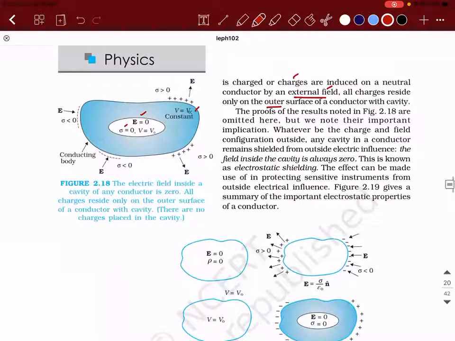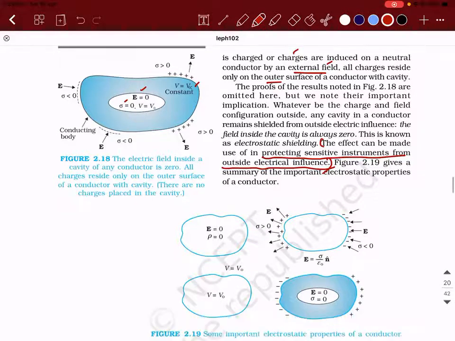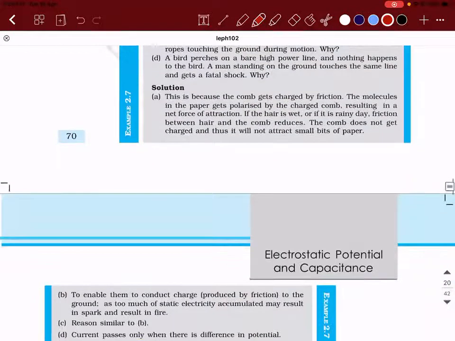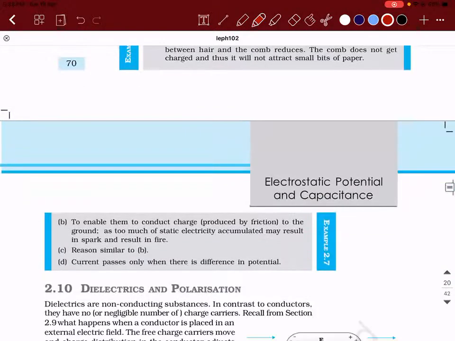So that's why they gave the last point: the effect can be used. This has a very important application. The effect can be used in protecting sensitive instruments from outside electrical influence. So if you want to protect any material from the electrostatic influence from outside, you can always think of this kind of process. I hope it is clear, right? With this, as I mentioned, the first part of the chapter is over.